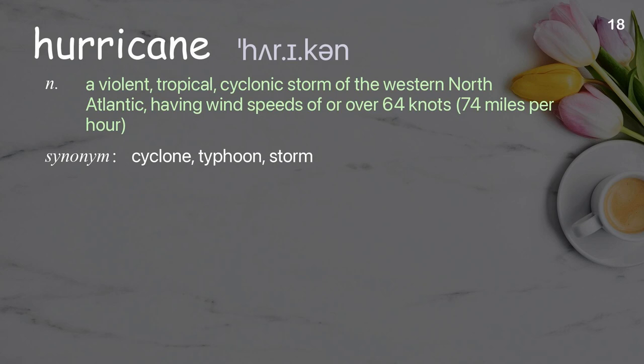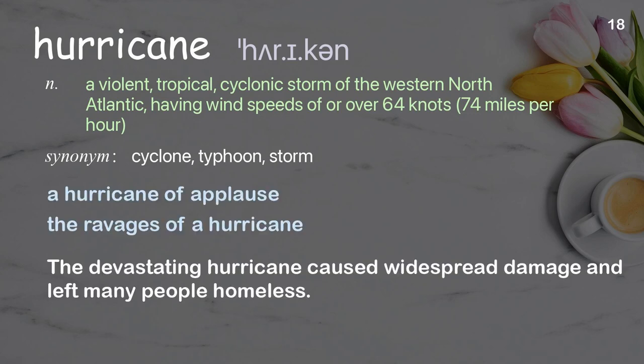Hurricane. A violent, tropical, cyclonic storm of the western North Atlantic, having wind speeds of or over 64 knots, 74 miles per hour. Examples. A hurricane of applause. The ravages of a hurricane. The devastating hurricane caused widespread damage and left many people homeless.